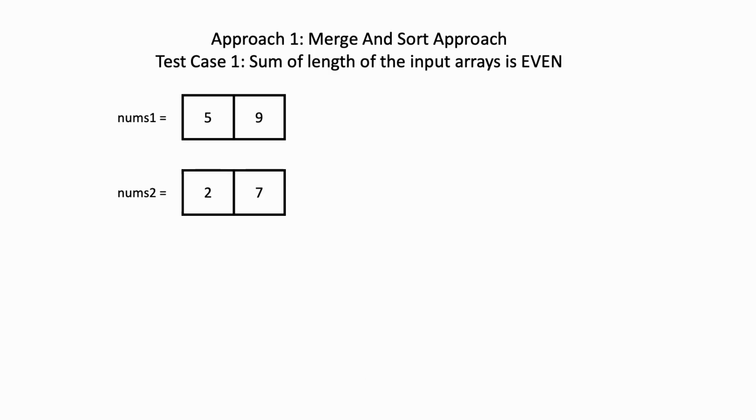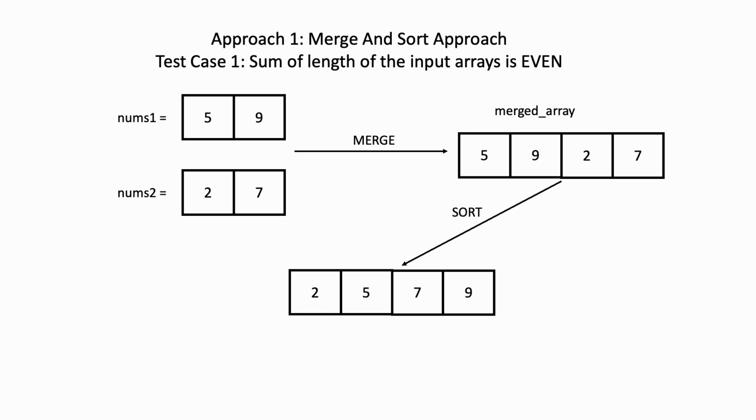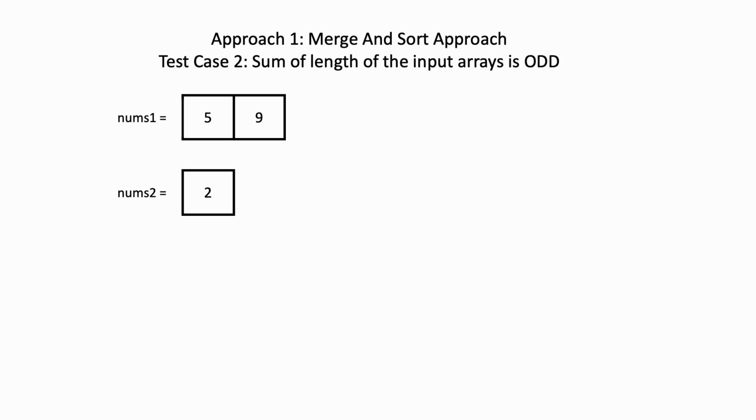Let's think about an easy solution to solve the problem by taking this example test case where nums1 is 5, 9 and nums2 is 2, 7. The most intuitive approach that comes to a beginner's mind is the merge and sort approach. In this approach, we merge the two input arrays into one and then we sort the merged array. Because the sum of the lengths of the input arrays is even, we return the average of the middle elements, which is 6.